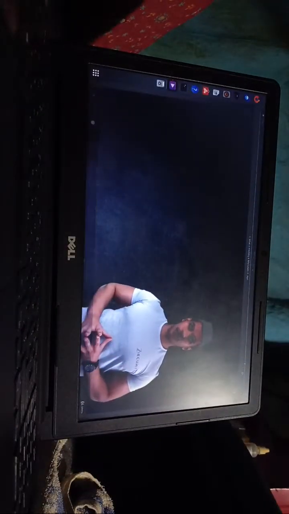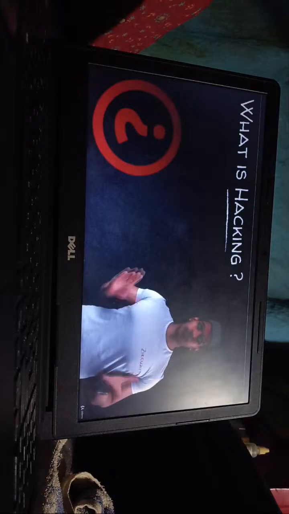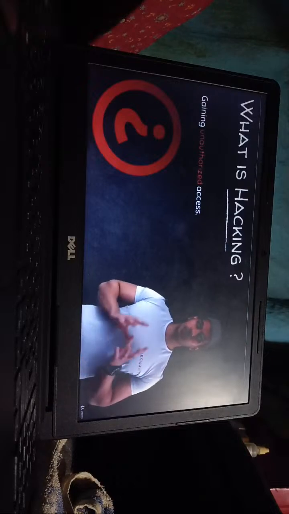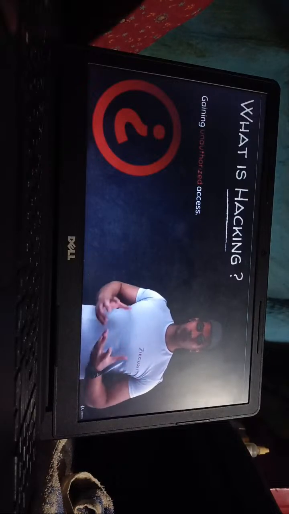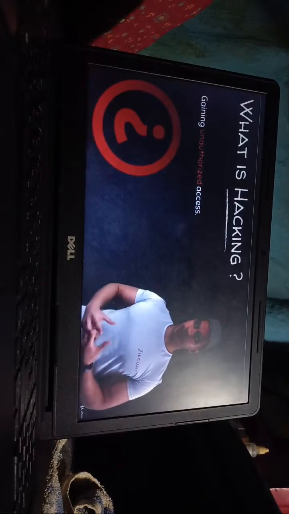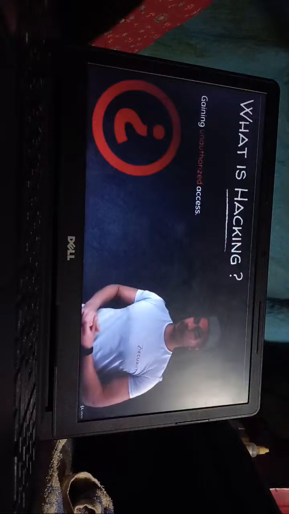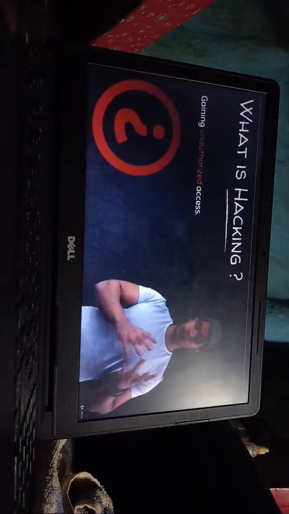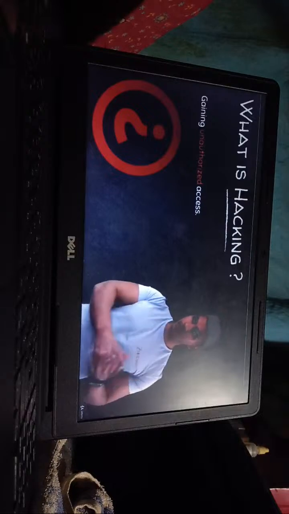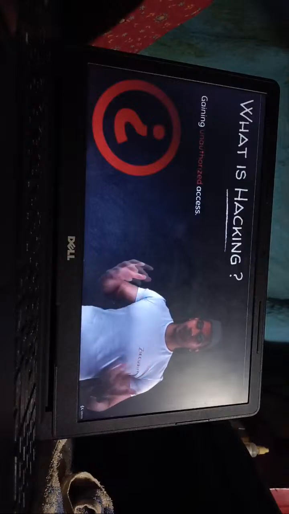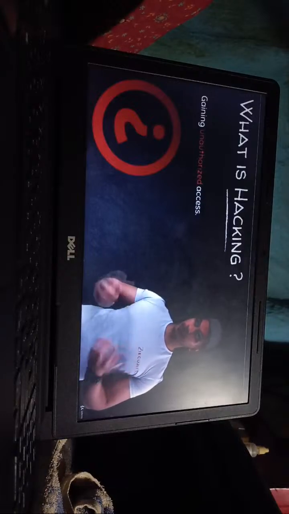Now, as I promised you, this course is going to be highly practical, but I also promised that I will not neglect the theory. Now, what we mean by hacking is being able to gain access to a system that you're not supposed to have access to. So, for example, logging into an email account that you're not supposed to have access to is considered hacking that account.